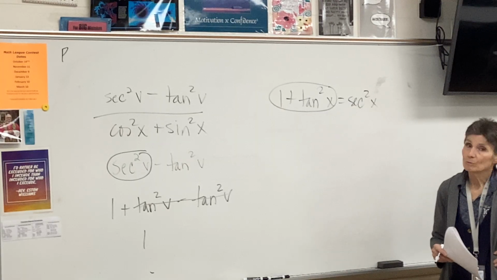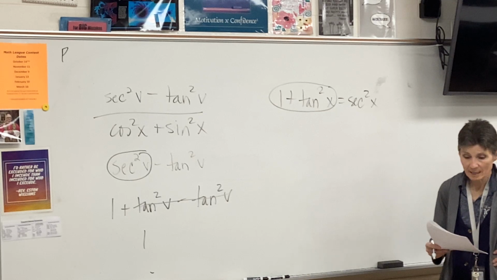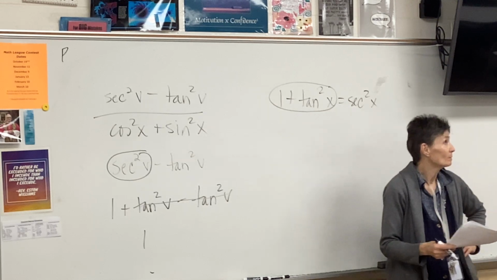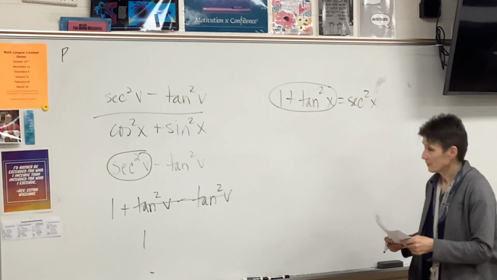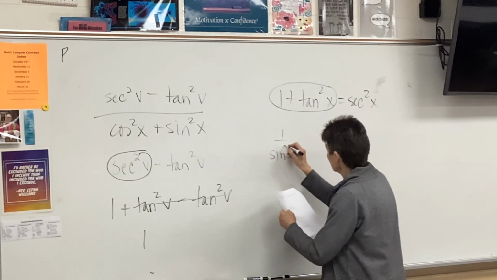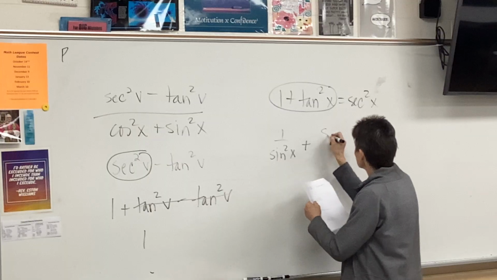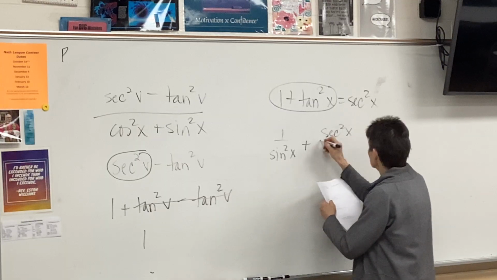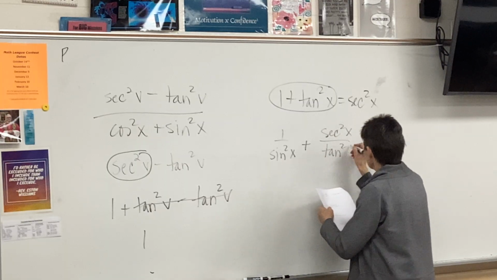All right, 2 more. That's all we've got of this kind, then we're going to move on to a different kind of problem. But 2 more of these. All right, so let's see what we've got. 1 over sine squared plus secant squared over tangent squared.